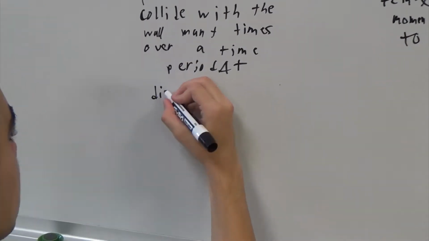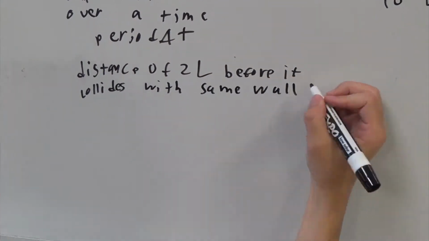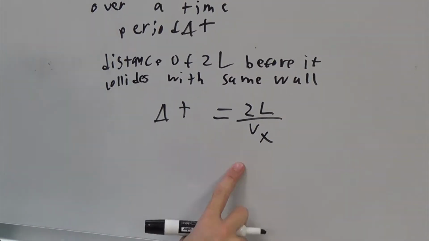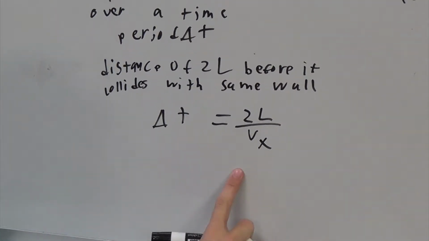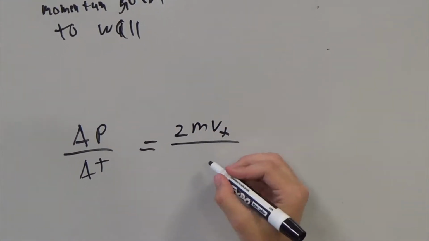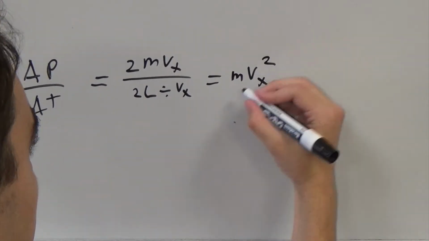The molecule will travel the length of the box twice before it hits the wall again, so we can find the change in time between the 2 collisions by dividing 2L by V. By dividing the change in momentum by the change in time, we can find the rate at which momentum is delivered to the shaded wall by a single molecule.